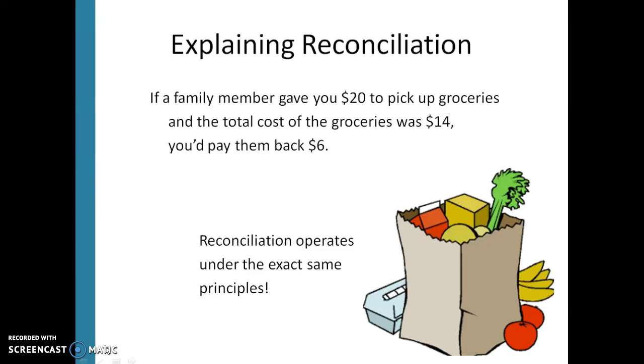Sometimes a good way to explain this, I think, is that if a family member gave you $20 to pick up groceries and the total cost of those groceries came to be $14, you would pay that family member back $6. Reconciliation essentially operates under the exact same principle: you were sort of overpaid, and at the end of the year, that family member, the family member being the IRS, will see that and will basically want the amount that you shouldn't have received back. So that's sometimes a useful way to think about reconciliation and a useful way to explain it to consumers.